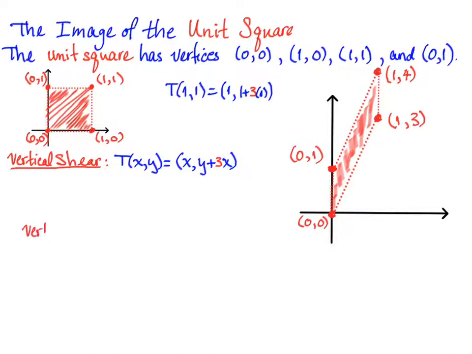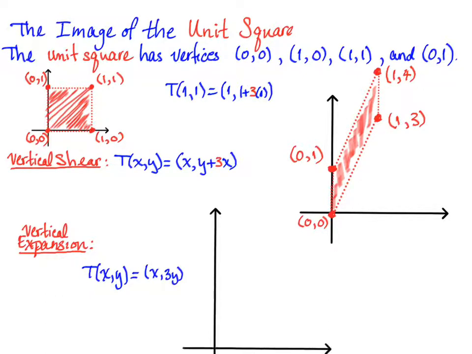All right, so let's compare that to a vertical expansion. So let's do the expansion. T of x, y goes to x, comma, 3y. So what happens to the unit square under this? Well, we just have to look at the vertices. So T of 0, 0, the first component doesn't change, so that's 0. The second component is going to be 3 times 0, which is also 0. So the first vertex, 0, 0, doesn't change at all.